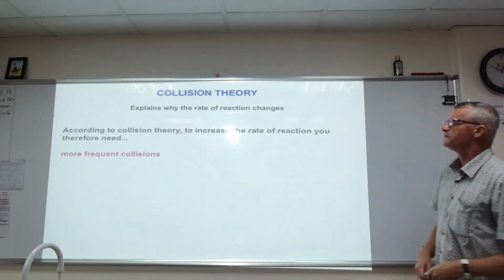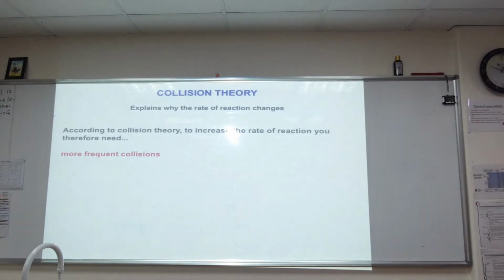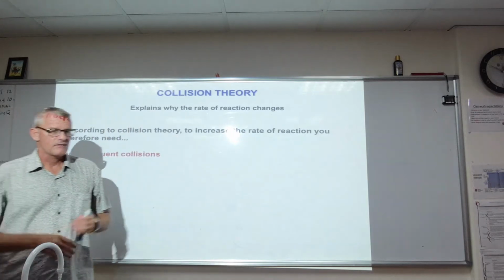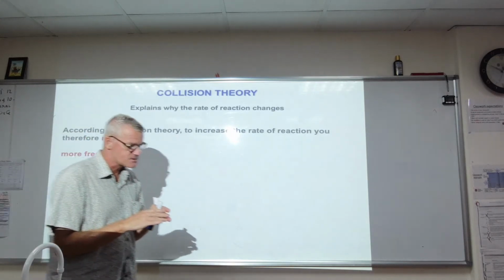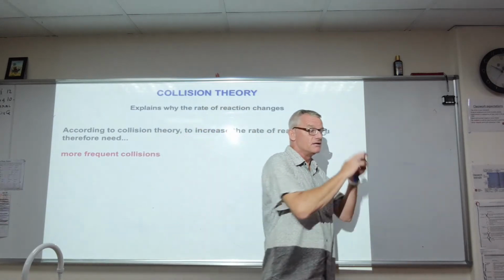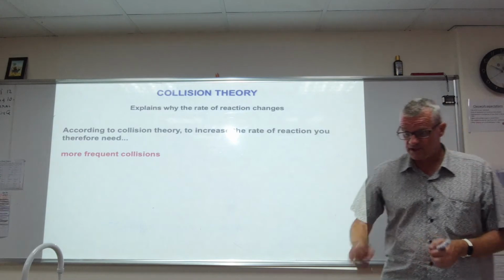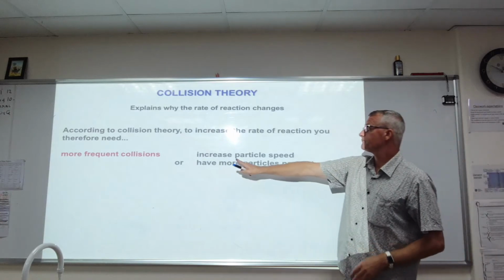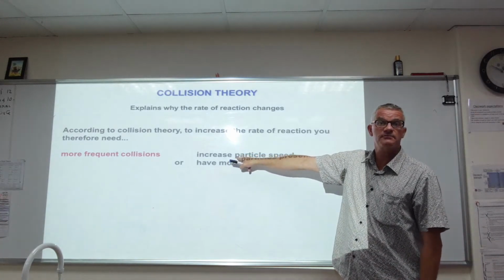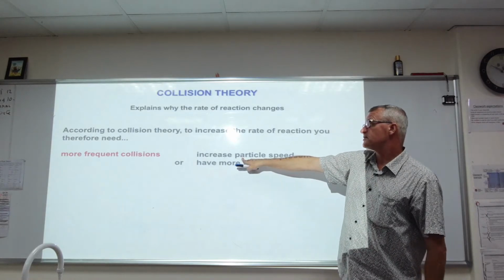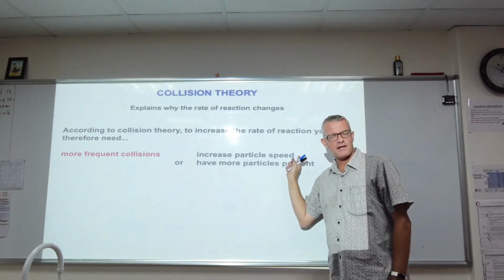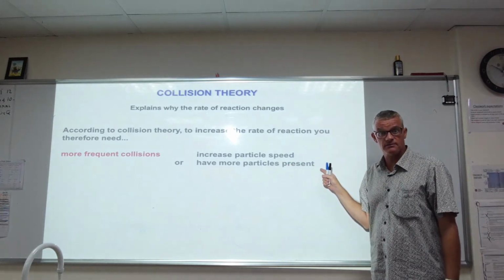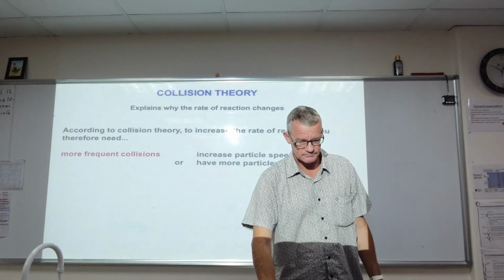So, according to the collision theory, when will the rate of the reaction increase? Obviously, when there are more collisions between the particles and there's more energy in the particles, the reaction will go faster, so it will increase the rate of reaction. So, in order to increase the rate of reaction, we need to increase the particle speed. Can you figure out how we could do that? Or we have more particles present. Could you figure out how we can do that? Think about it.